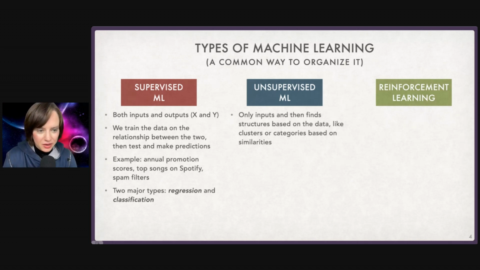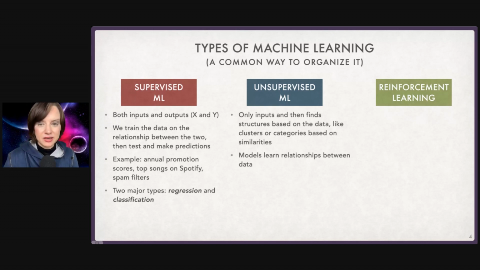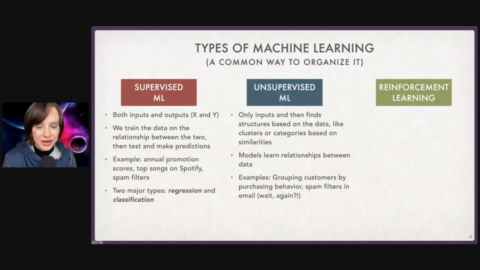Unsupervised machine learning, now we're getting wild, is where we have only inputs and then our computer finds structures based on the data. It might find clusters or categories based on similarities. I'm going to walk through some more specific examples of this, but we'll keep it high level for now. So what's going on here is the model is learning the relationship between the variables. And in this case, our variables are only X variables.